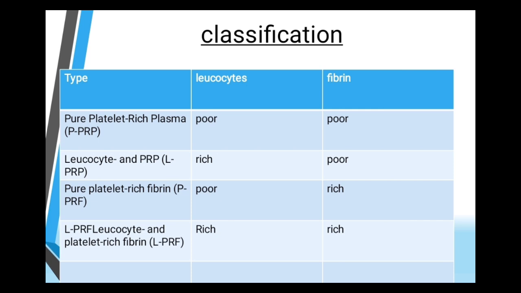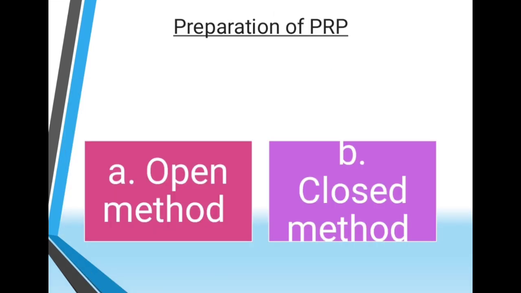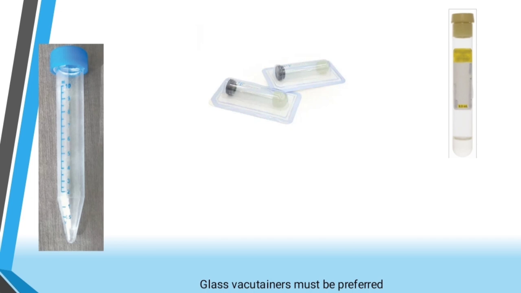So there are two methods of preparation of PRP, open and closed method. These are different kinds of vacutainers that can be used. The left one is the plastic conical vacutainer that is disposable, the middle one is the glass vacutainer, which is most commonly used, and the rightmost one is the acid citrate dextrose containing vacutainer.